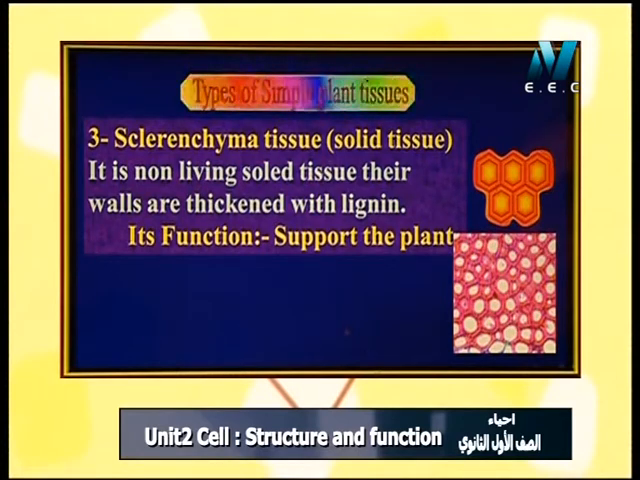But the sclerenchyma tissue is called solid tissue. Sclery means something hard, something solid, so when I say sclerenchyma it means solid tissue, and it is non-living solid tissue. Their walls are thickened with lignin and the function of the sclerenchyma is to support the plant. So the sclerenchyma is not living, that is why we don't draw nuclei inside it. Thickened with lignin. The lignin is a solid impermeable substance. The cells that have lignin are dead cells, so they will not carry out activities but will support the plant.